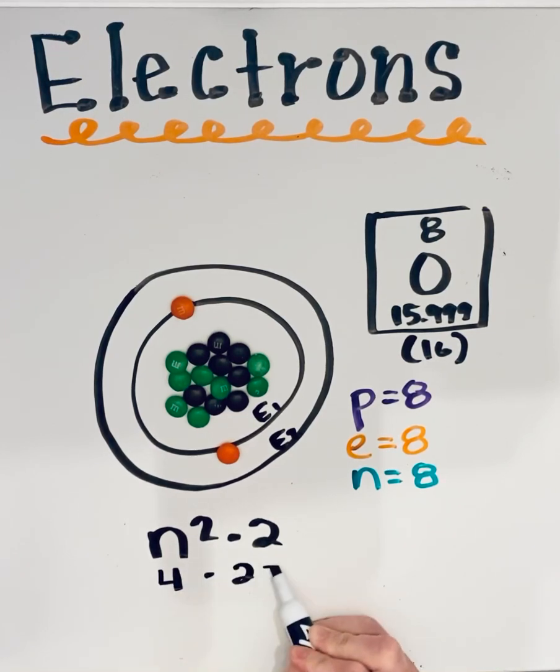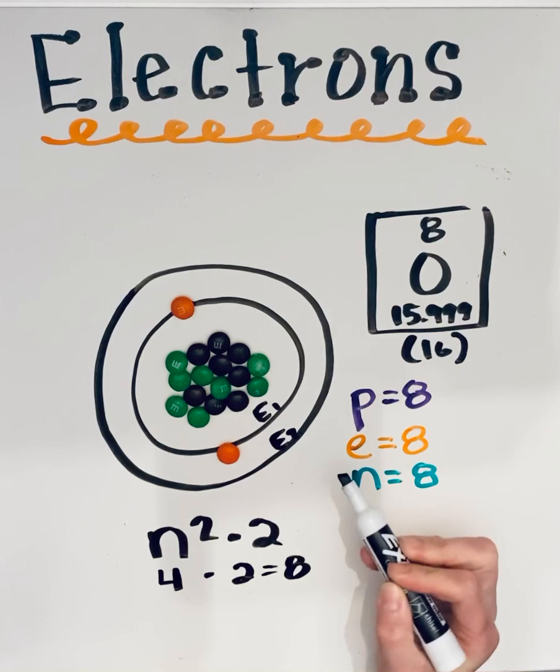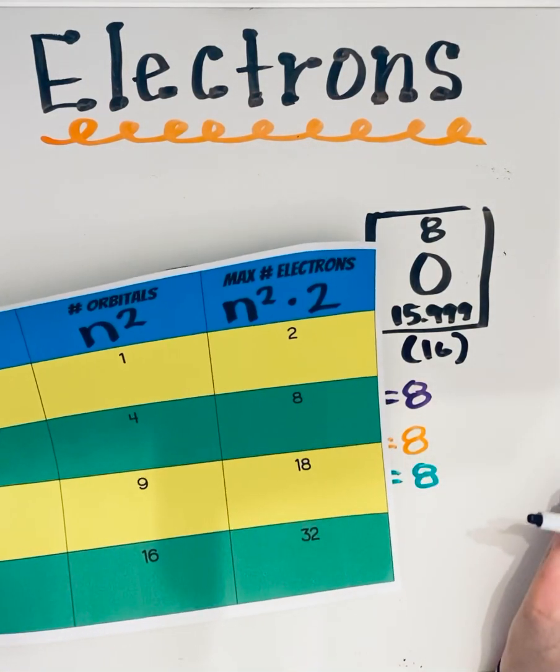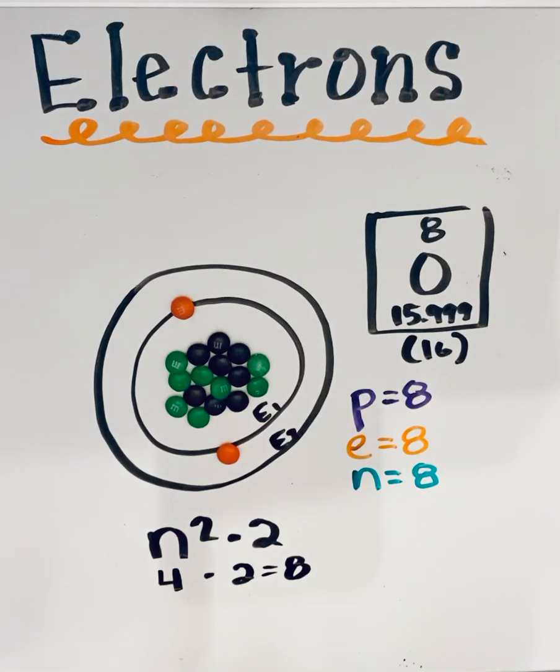4 times 2 is 8. So I know that I can fit 8 electrons on that second energy level. I don't need 8, right? I already have 2 here. So I'm going to put the other 6 electrons on that second energy level.